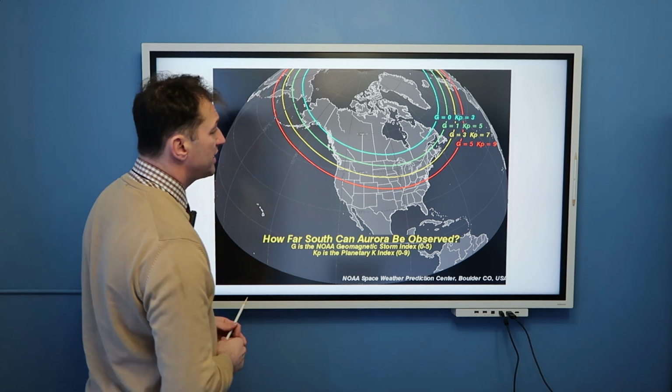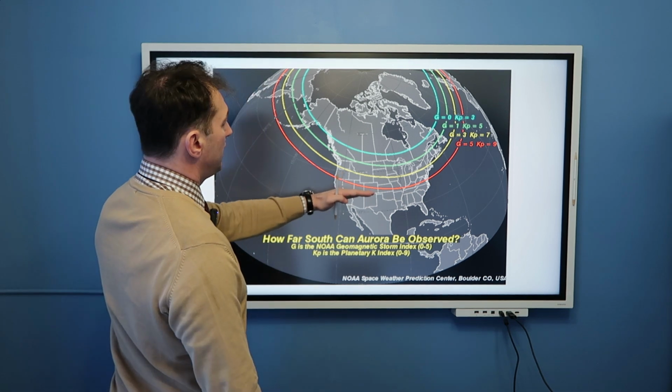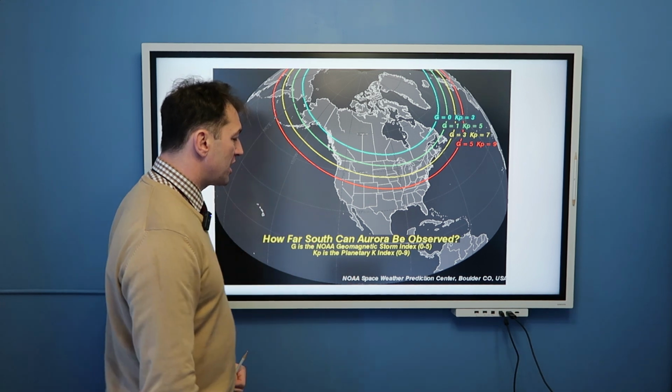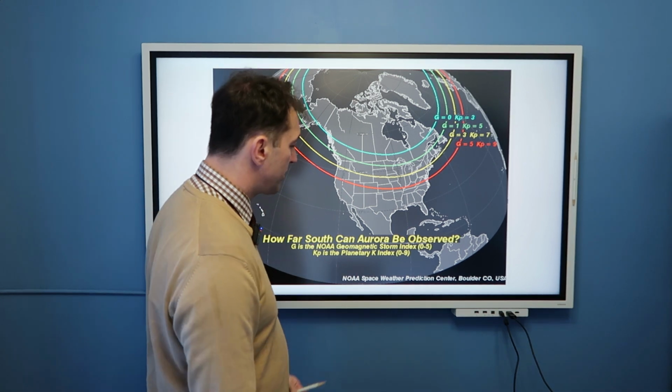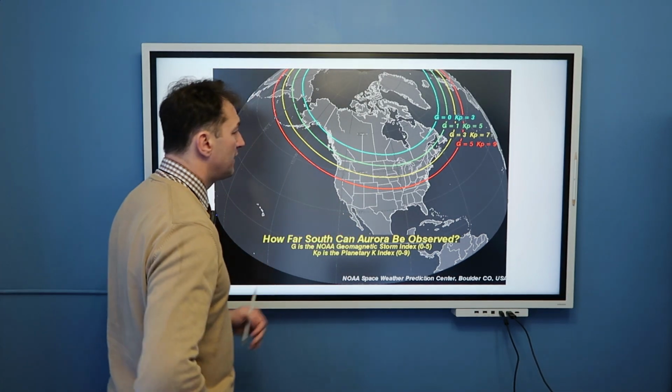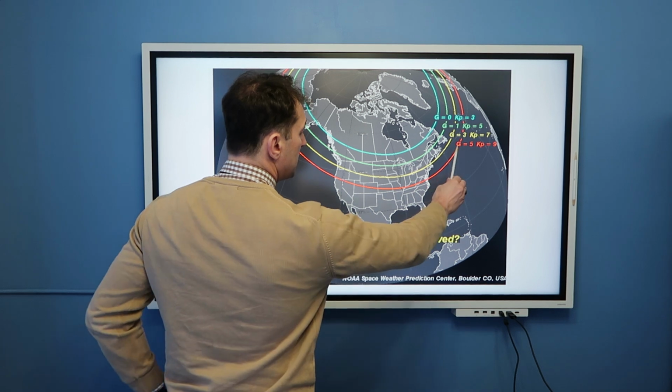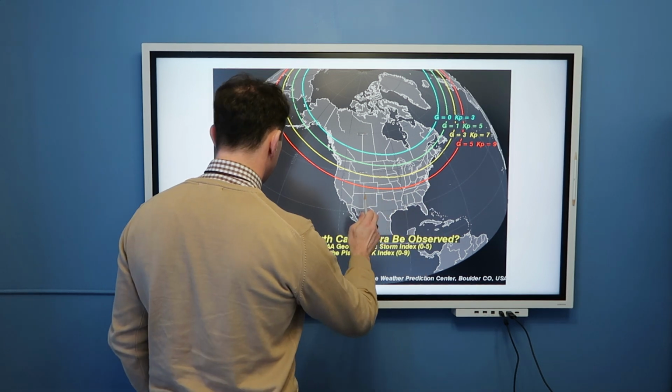We can also predict how far south the aurora will be observed. Again, I am using information provided by the NOAA Space Weather Prediction Center, situated in Boulder, Colorado, in the United States. And again, predictions are in terms of the G index or KP index.